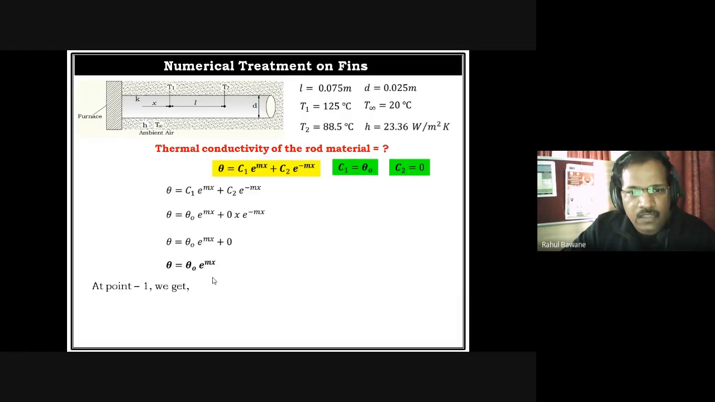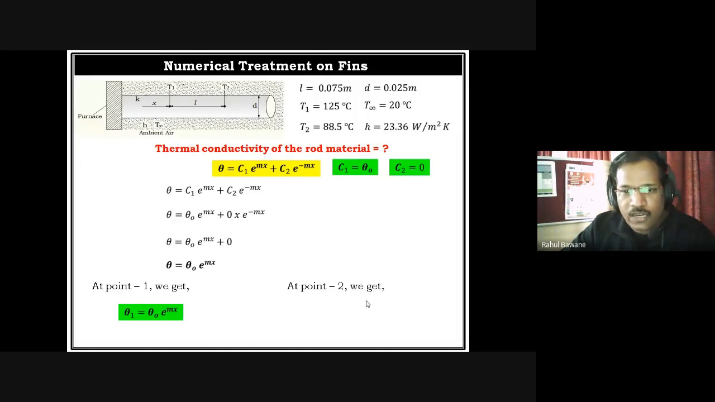Now if I apply the condition where the temperature is T1, at point 1 this relation changes to theta 1, because we are talking about point 1. So at point 1, what is the excess temperature? Theta 1 is equal to theta 0 e raised to the power mx. Now at point 2, this relation will be theta 2 is equal to theta 0 e raised to the power m.